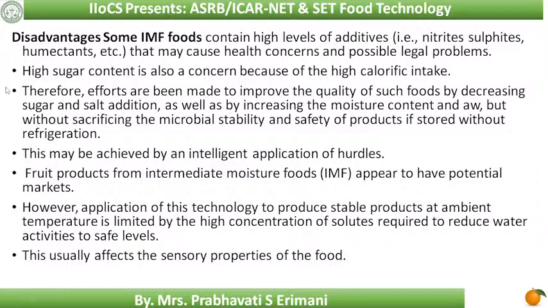And at the same time, there are disadvantages also. The disadvantages of some intermediate moisture foods are that they contain a high level of additives, that is nitrates, sulfates, humectants. Because of the high content, it may cause health concerns, and maybe legal problems, so they may not follow the regulation. And high sugar content is also a concern because of the high calorific value.